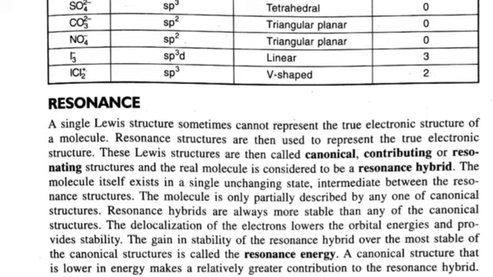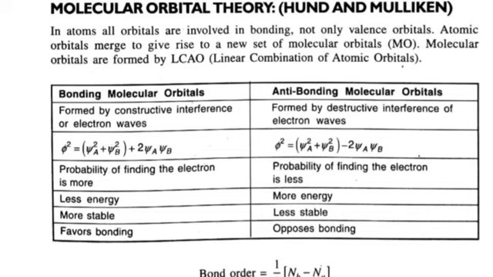Now let's discuss MOT, that is called molecular orbital theory. Molecular orbital theory by Hund and Mulliken. In molecules, all the orbitals are involved in bonding, not only the valence orbitals. Atomic orbitals merge to give rise to a new set of orbitals, that is called molecular orbitals. They are formed by LCAO, linear combination of atomic orbitals.